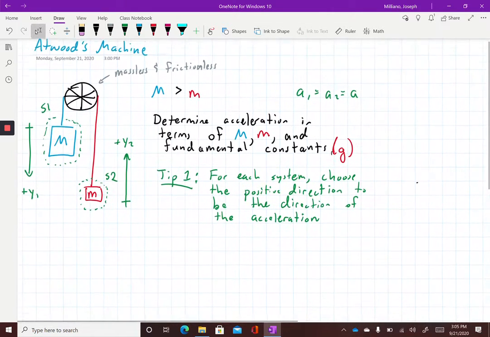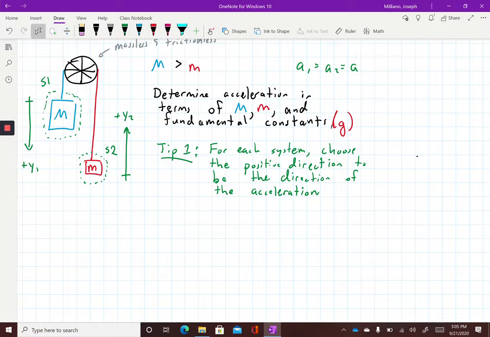Let me give you the overview of what we're going to do. We're going to apply Newton's second law to each of these systems after drawing a free body diagram, and then we'll get a system of two equations which we will use to solve for the acceleration. Let's first look at system 1.